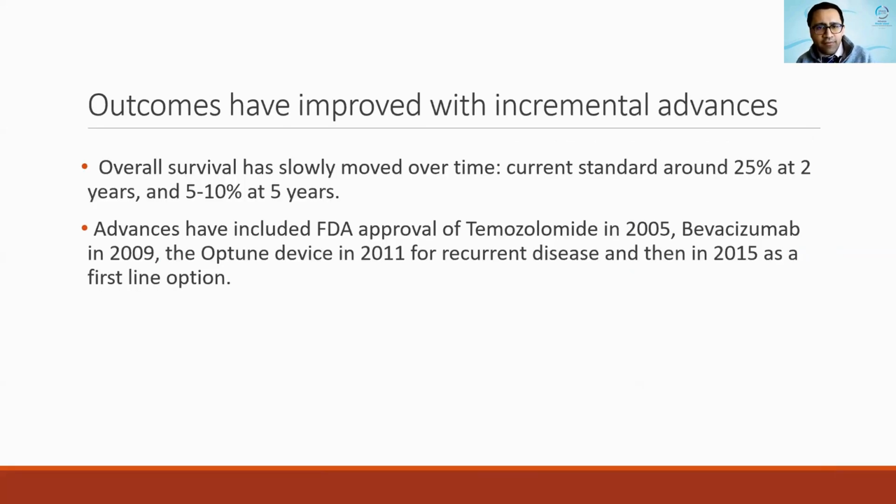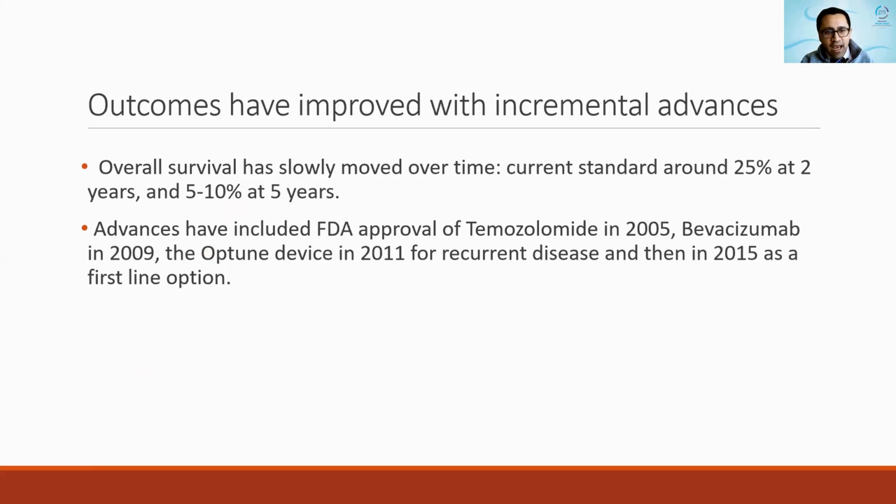In terms of current care for glioblastoma, outcomes have slowly improved. They have improved incrementally rather than in big steps as we would prefer, but overall survival continues to move forward over time. Currently, I think most people would agree that approximately 25% of patients have a 2-year survival, and approximately 5 to 10% of patients, depending on the data set which is looked at, have a 5-year survival. Ultimately, the goal is that the 5-year survival time point just needs many more patients.